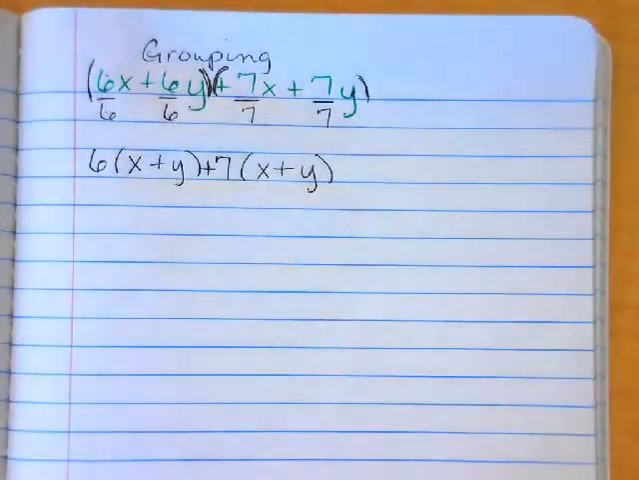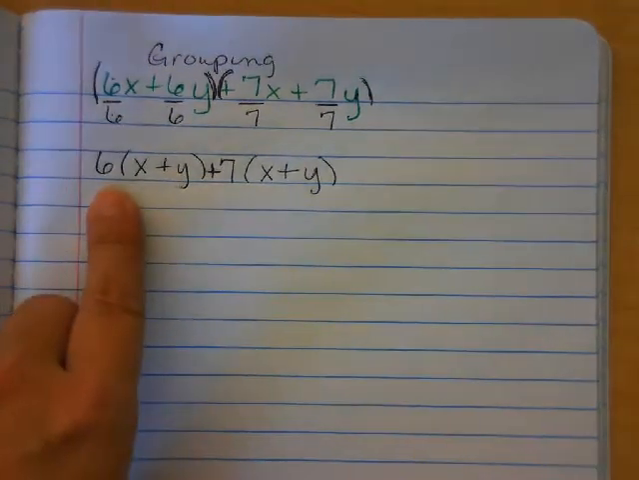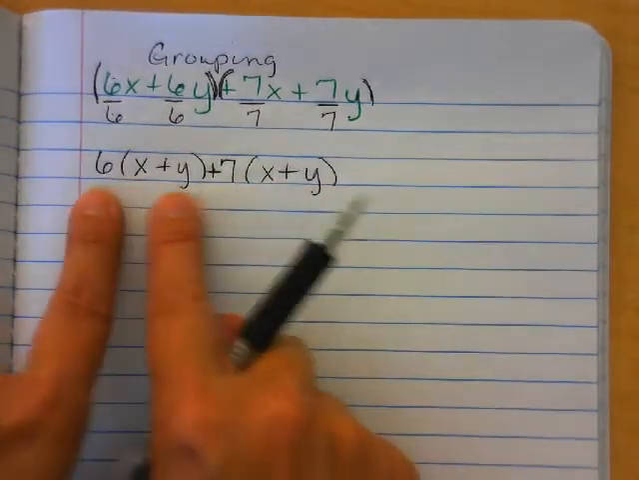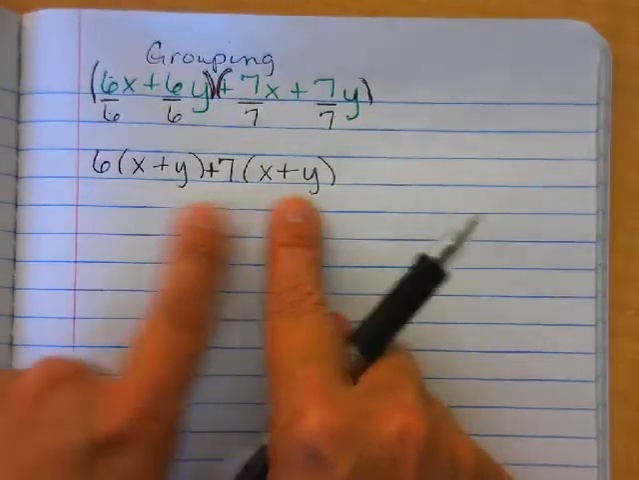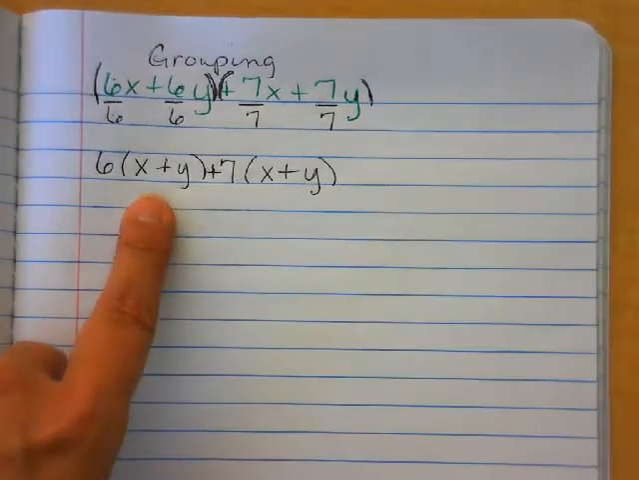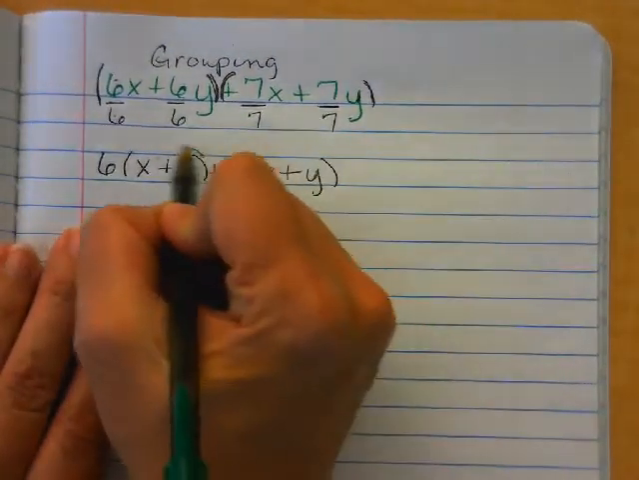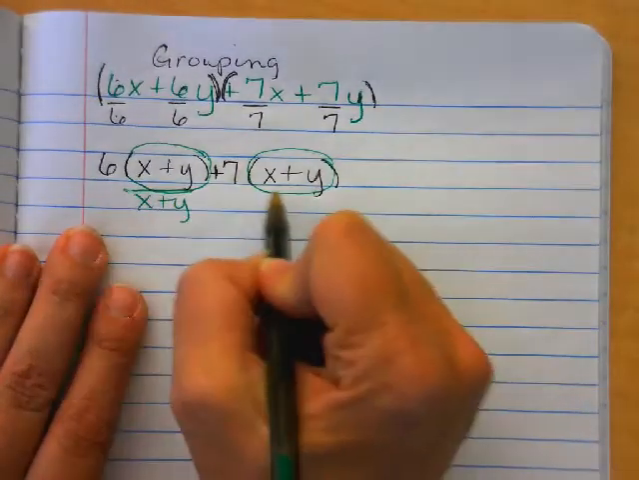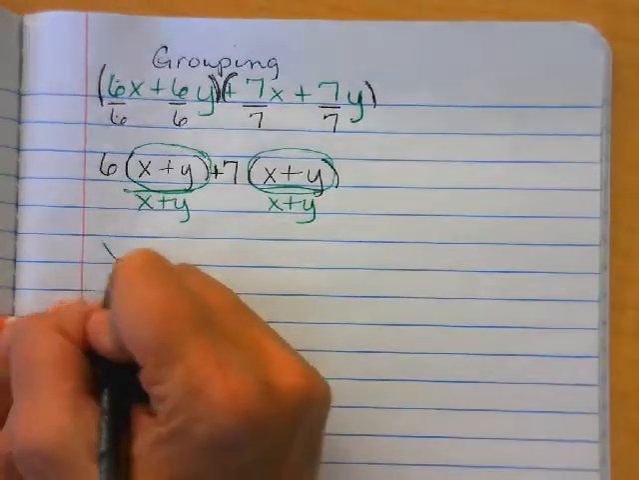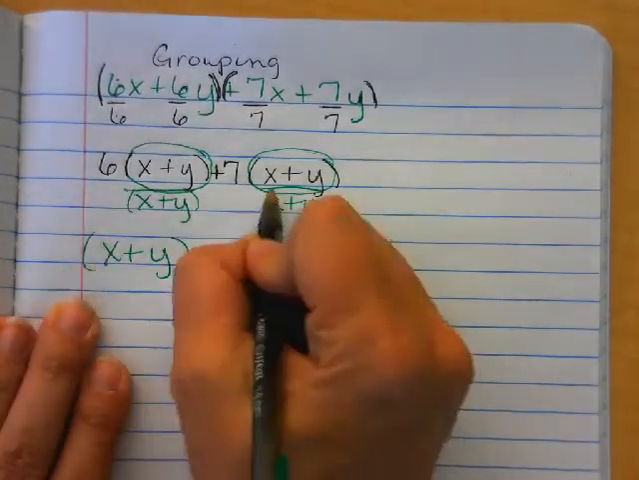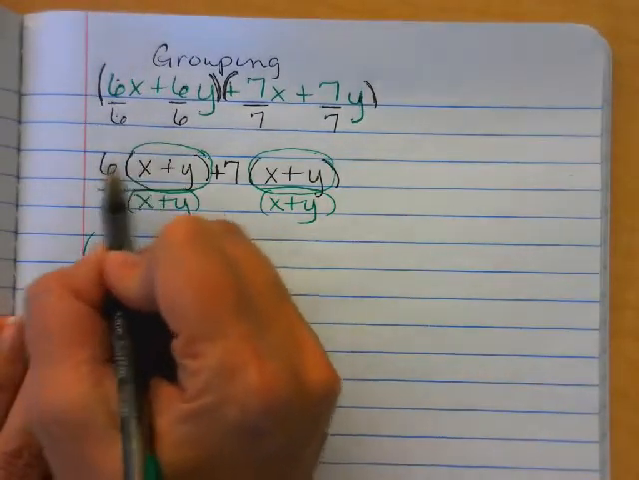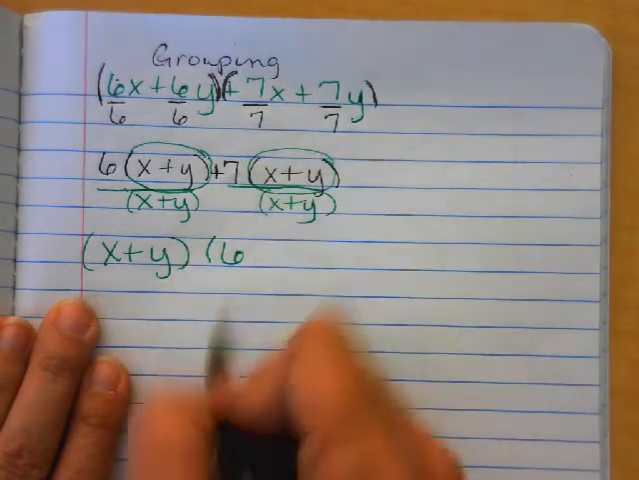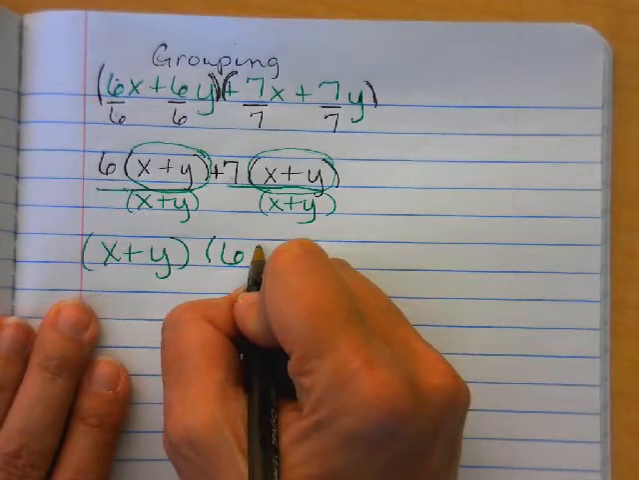So you are now looking at a second version of this first equation. And you should be able to see, oh, I have this term, 6 times the quantity of x plus y, and 7 times the quantity of x plus y. So they do, in fact, have another GCF of x plus y. So I can take x plus y out. When I take x plus y out of 6 times the quantity of x plus y, I'm left with 6. When I take it out of 7 times the quantity of x plus y, I'm left with 7.